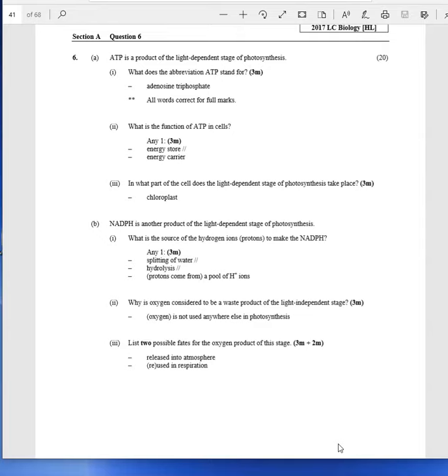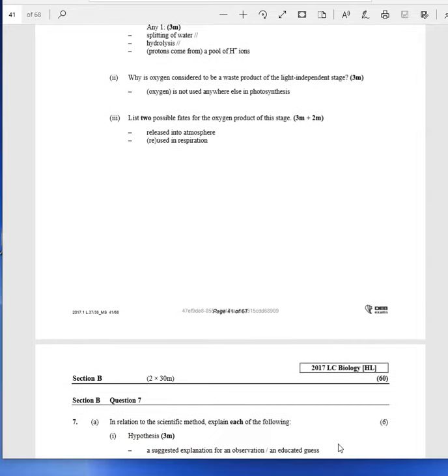Why is oxygen considered to be a waste product of the light stage? It's considered to be waste because it's not used within photosynthesis. Okay? And then list 2 possible fates for the product oxygen. So it's released into the atmosphere. It can be used internally for respiration by the plant, or it can be used externally by different organisms for respiration. Okay, and that was question 6.